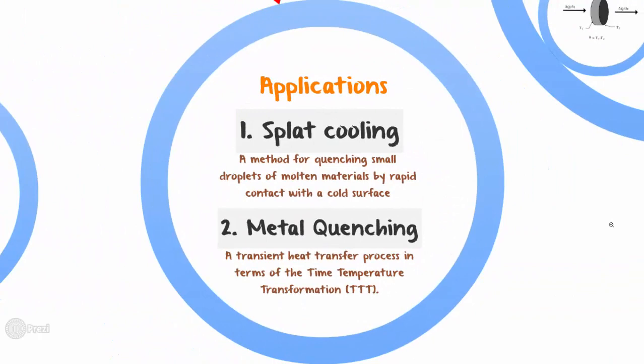At this time, a question may arise in your mind about the applications of heat conduction. Okay, here's the answer. The two major applications of thermal conduction are splat cooling and metal quenching. Splat cooling is a method for quenching small droplets of molten materials by rapid contact with a cold surface, and metal quenching is a transient heat transfer process in terms of the time-temperature transformation or TTT.